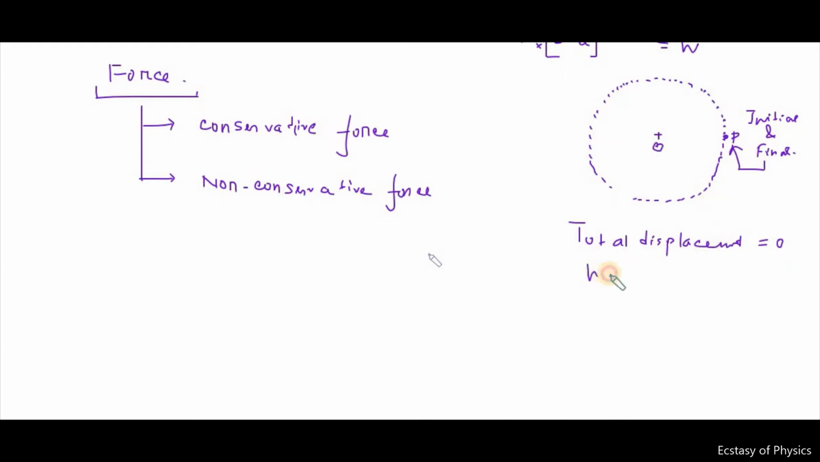Now the work done would be force into displacement, F into S. Since the displacement is 0, however the force is exerted on the system, the work done becomes 0 here. So in the case of a conservative force, we can define it as follows: if the work done by a force during a round trip of a system is 0, then the force is known as a conservative force. The work done is 0 for a round trip of the motion.